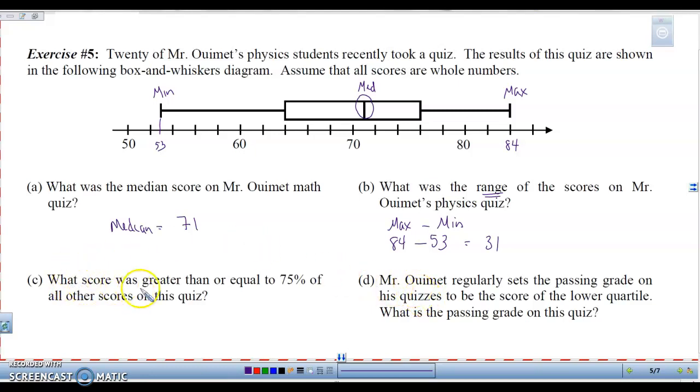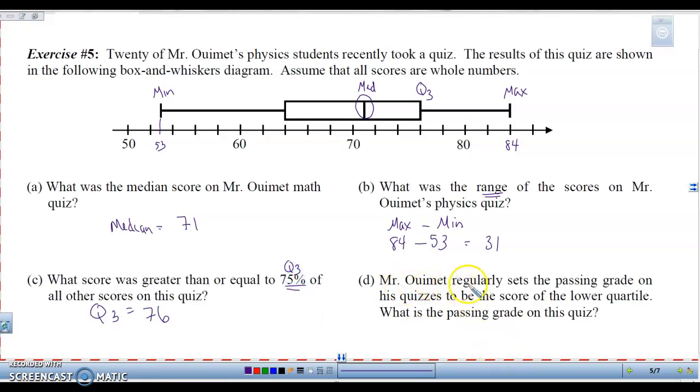All right, what score was greater than or equal to 75% of all other scores in the quiz? Okay, so where do we look for 75%? Remember, this is quartiles. So quartile 3 would be 75%. So this is quartile 1 here, so this would have to be quartile 3 over here. So that means 75% of the data is up to quartile 3. So this is 72, 74, this is at 76. Okay, so 75% is quartile 3.